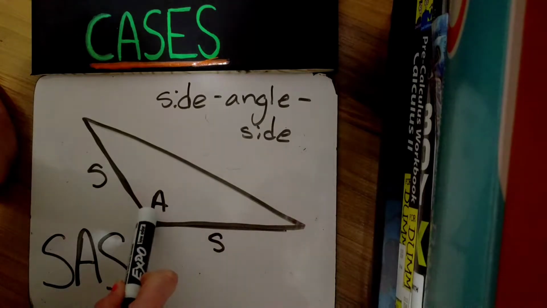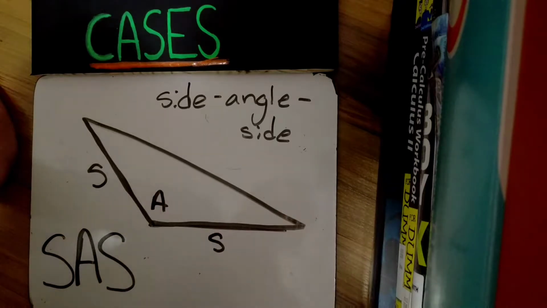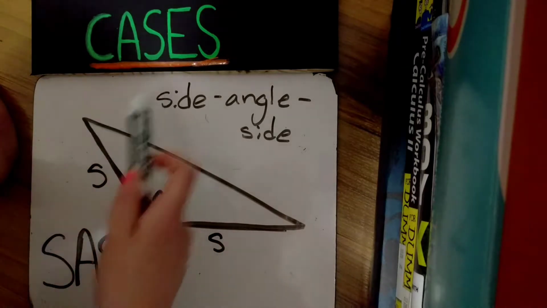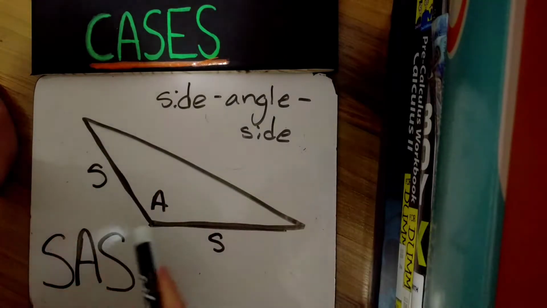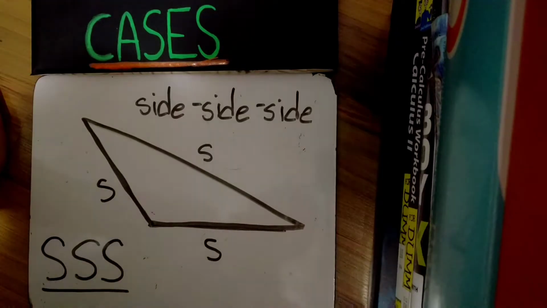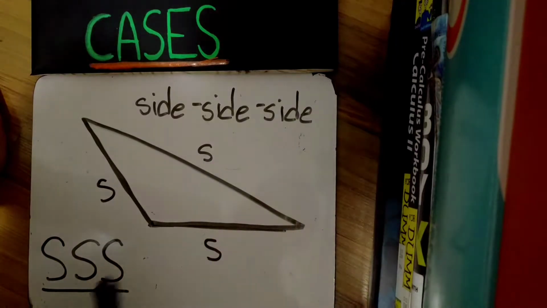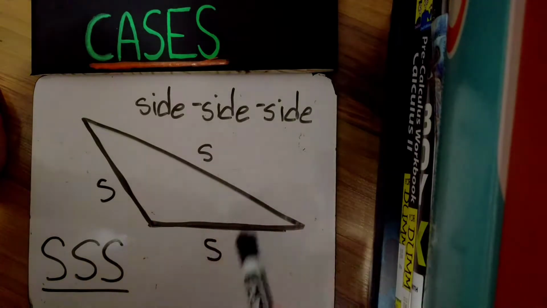It is when you have an angle in between two sides. So it'll be a side, an angle, and a side. All of these cases are also for non-right triangles. So this triangle is an obtuse triangle, it is a non-right triangle. The next case is side, side, side, abbreviated like this. It's when you have all three sides.